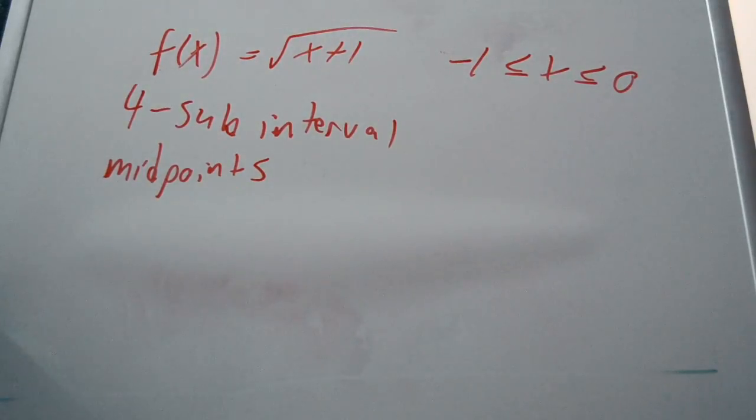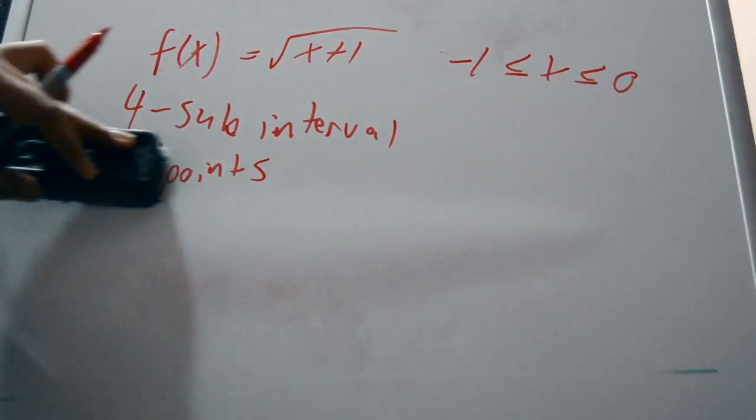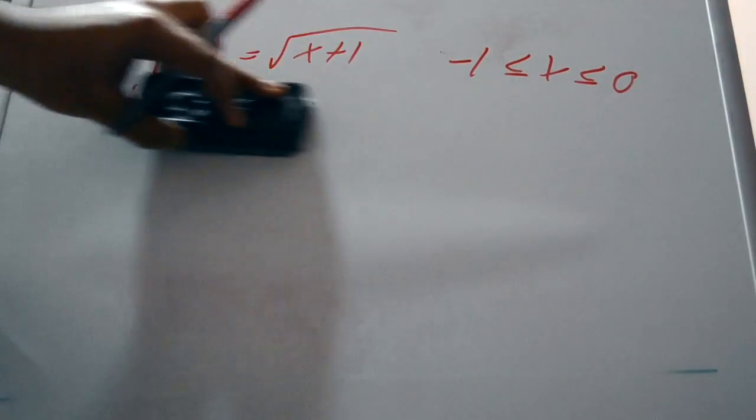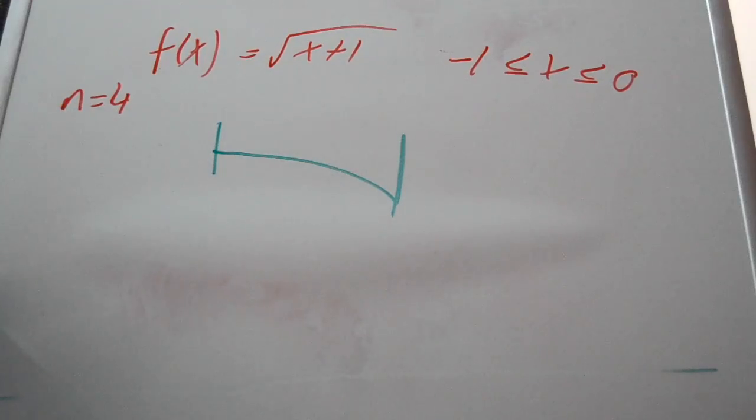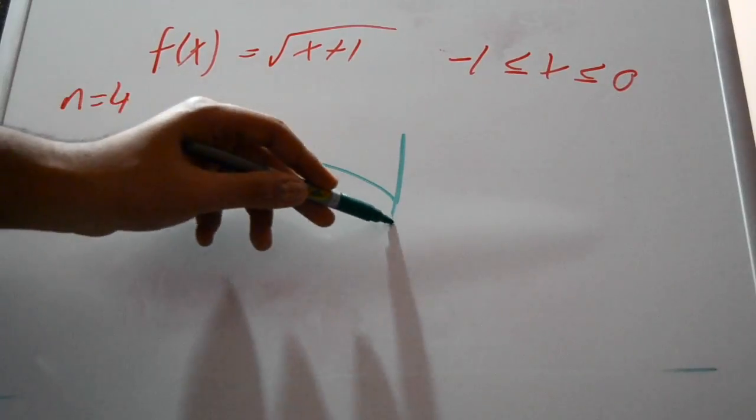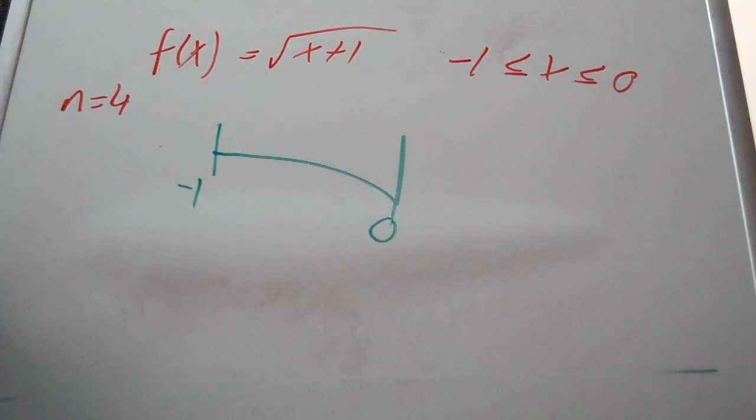Okay, hopefully you did pause it there, and we are going to go straight into the solution here. We're using midpoints, and we have 4 subintervals, so n equals 4. And remember, this one you really need to draw out the number line. Draw it out. This is the only way you're going to visualize it. So you're going to go from negative 1 to 0.